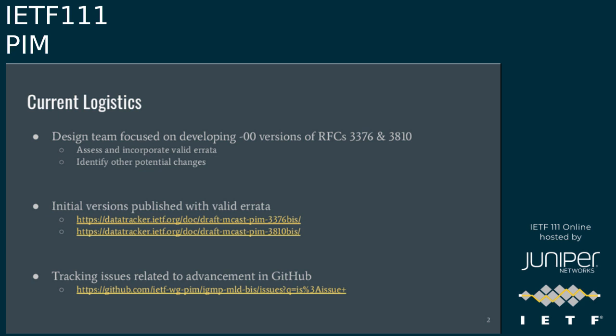The main idea was to focus on the criteria to make these RFCs full standard. The primary focus was to assess and incorporate valid errata, and also to identify if there are any other potential changes that need to be made in these documents. Some of those changes could be consolidating the work done on IGMPv3 and MLDv2 via other documents, for example RFC 4604 is one of them.